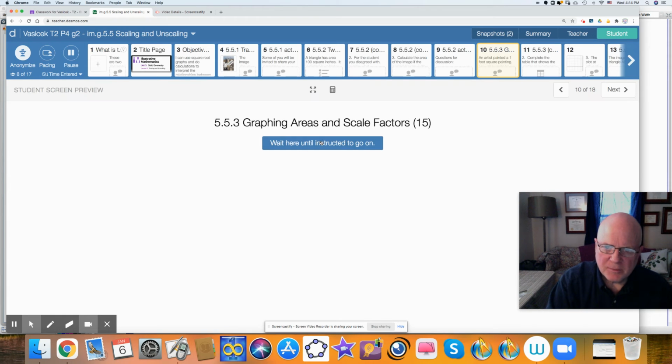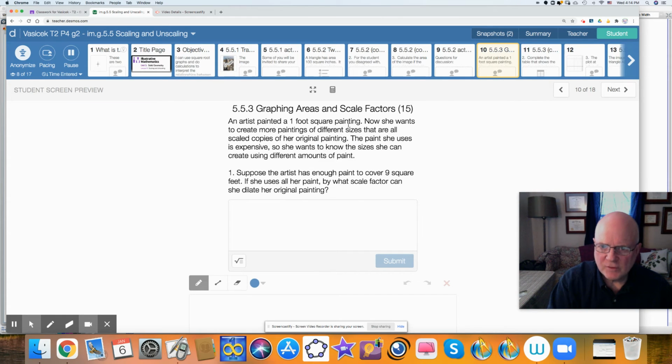An artist painted a 1 square foot painting. Now she wants to create more paintings with different sizes that are all scaled copies of the original. The paint she uses is really expensive, so she wants to know the sizes she can create using different amounts of paint. Suppose she has enough to cover 9 square feet. Well, if I take my original of 1 and my k squared is 9, she can use a scale factor of 3 to do this. How did I get that?